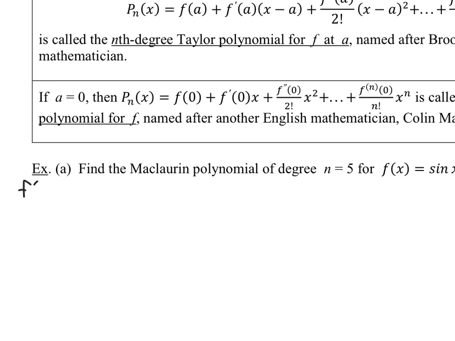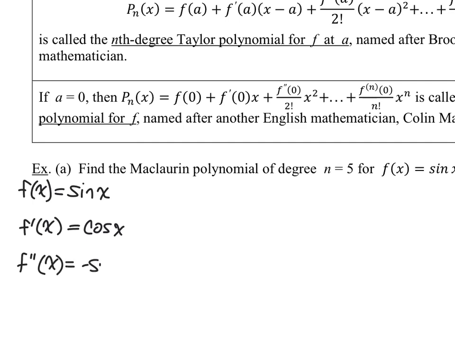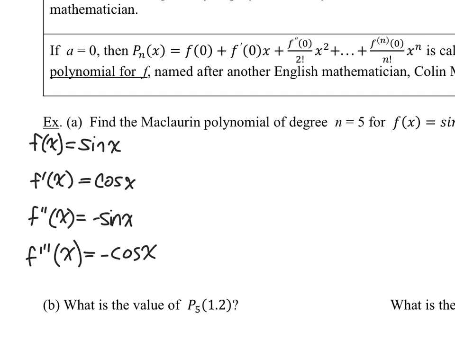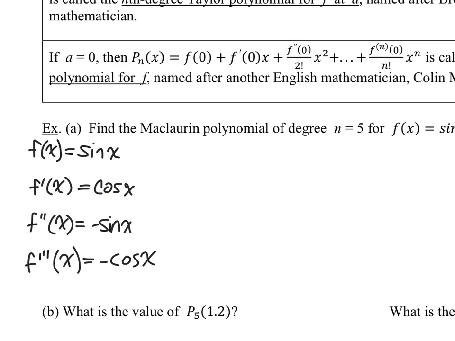So I have f of x is equal to the sine of x. I'm going to leave a little space. F prime of x, cosine of x. Double prime, negative sine of x. Triple prime, negative cosine of x. After that, it's going to recycle because the derivative of cosine in general is negative sine. So negative cosine has a derivative that's equal to positive sine.